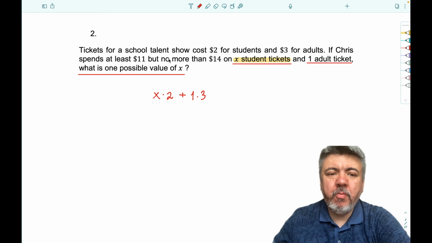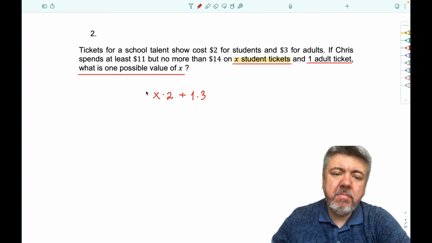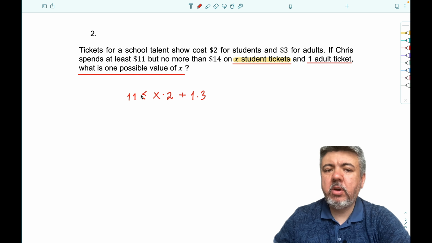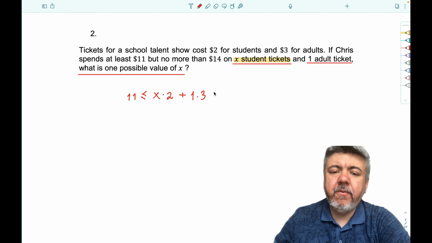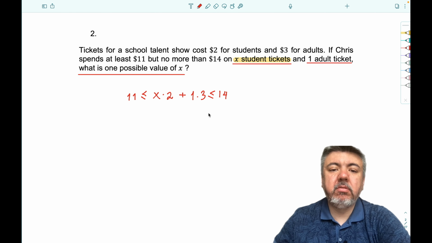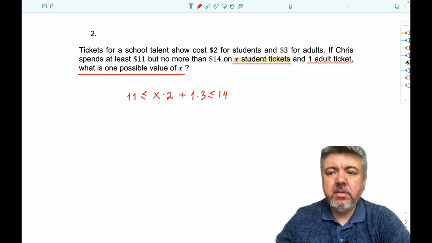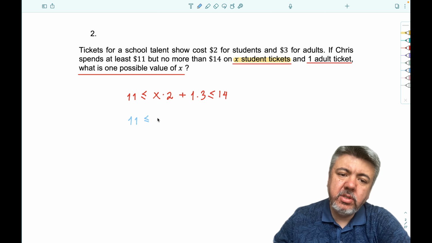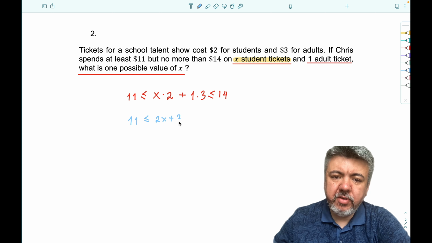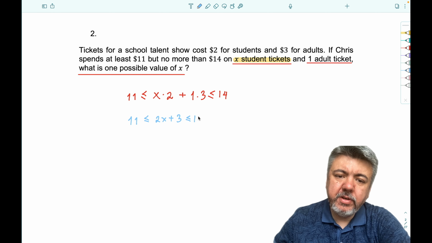And what does it say about how much we pay? Chris spends at least $11. That means he spends $11 or more. The equal part will also be included. But no more than 14, that means less than or equal to 14. Okay, let's continue solving this inequality. 11 less than or equal to 2x plus 3 less than or equal to 14.